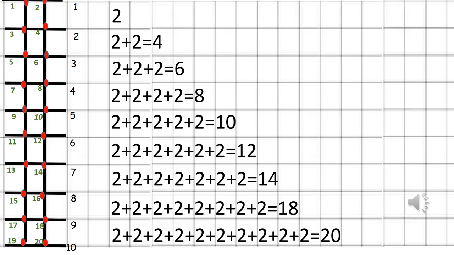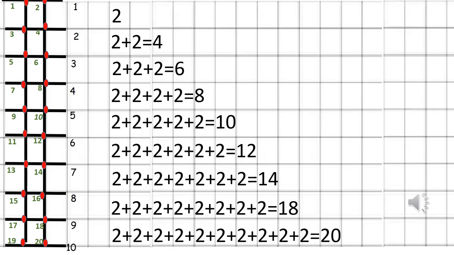Similarly, in the fourth line, we are adding 2 4 times. So we have written 2 4 times. That is, the addition fact is 2 plus 2 plus 2 plus 2, and the sum will be 8. And see the diagram, your dot number is also 8.